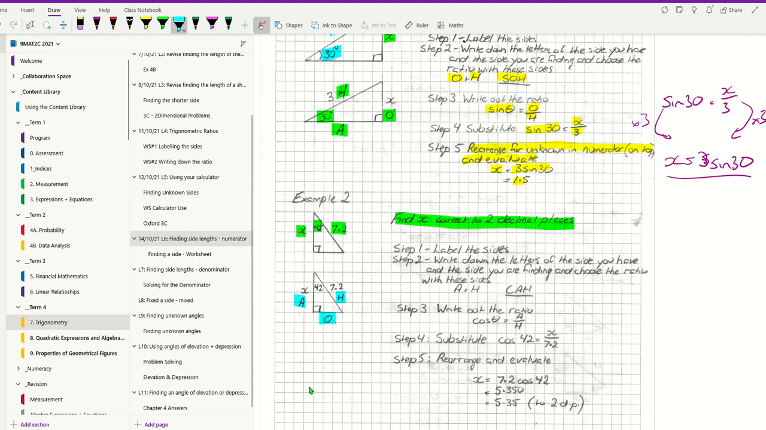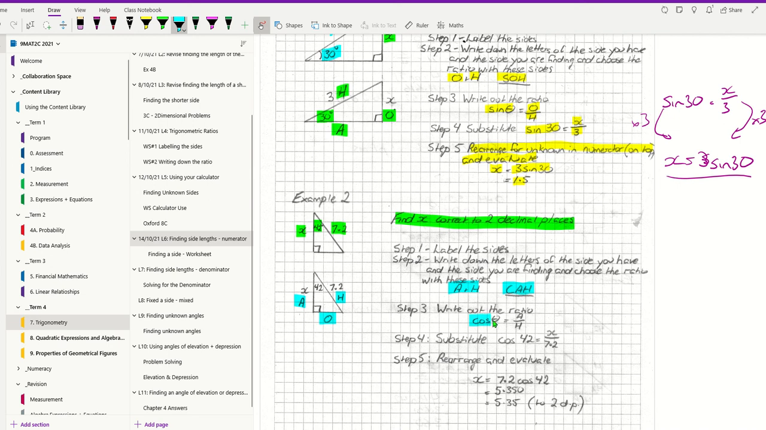I've labelled them. Have a look and see. Now I'm trying to find A and I have H. So I have A and H. So the ratio with A and H in it is CAH. I'm using CAH because it's got the A and the H. Write out the ratio.